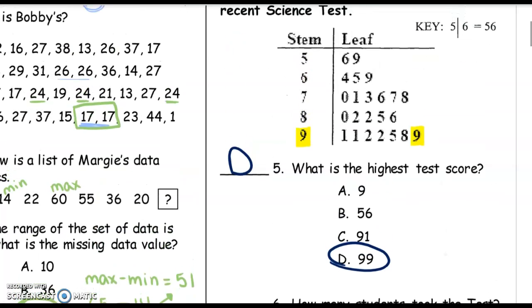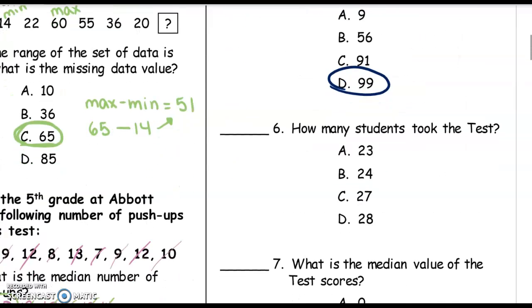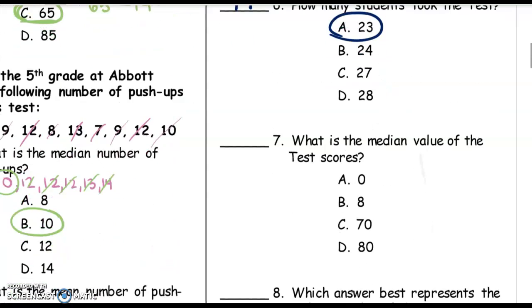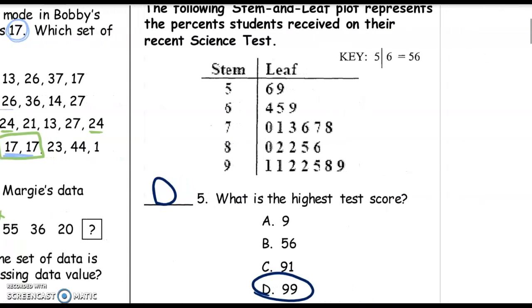How many students took the test? Well, that's me counting the leaves. So 1, 2, 3, 4, 5, 6, 7, 8, 9, 10, 11, 12, 13, 14, 15, 16, 17, 18, 19, 20, 21, 22, 23. 23 people took the test. So that's A. And then what's the median? So this one's a little challenging. We have to go slow for this one because you have to count backwards. If you want to, you could list the data values from least to greatest.